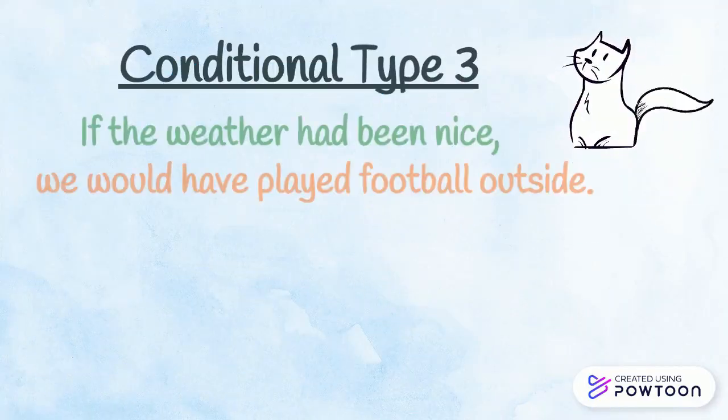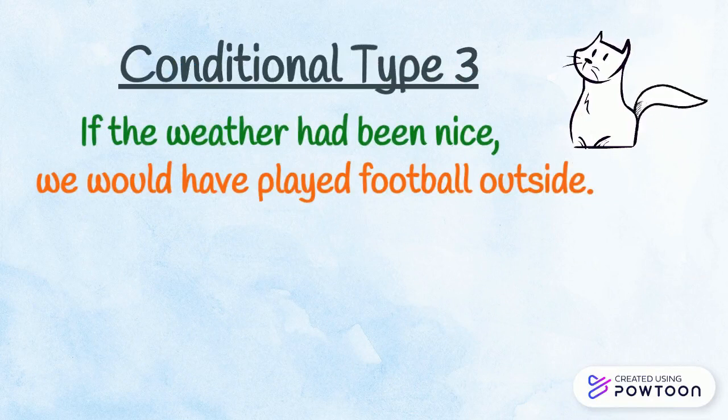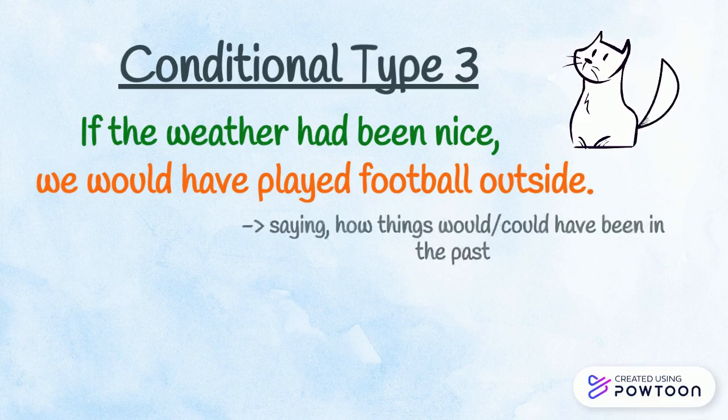Here's an example for a conditional type 3. If the weather had been nice, we would have played football outside. With a conditional type 3, we can say how things would or could have been in the past, different to type 1 and 2, which we use to talk about the future.